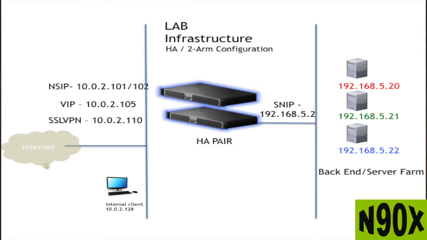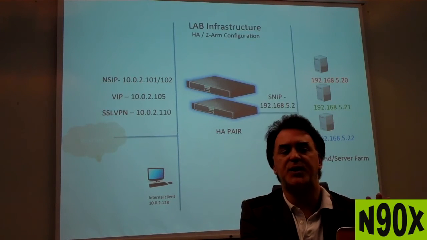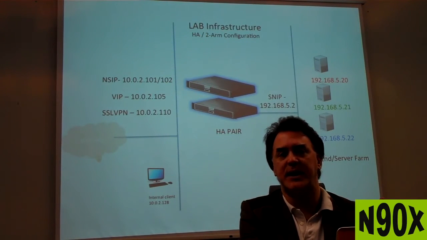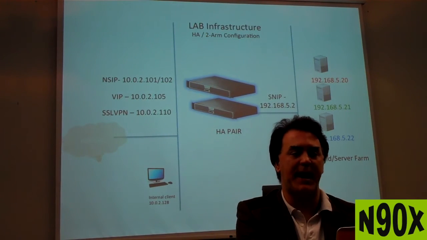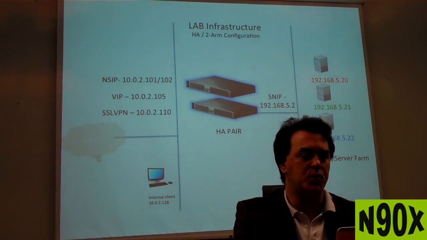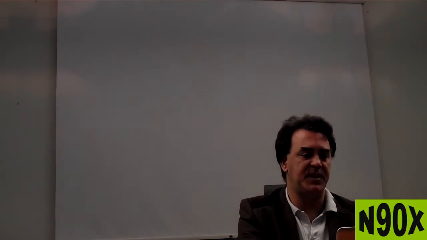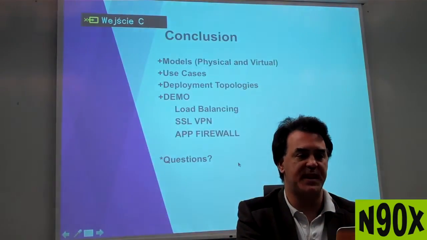And also the back end, the SNIP, is on a different subnet, so you can see it's completely isolated. It's on a 192.168.5.2 subnet. I've got three servers, red, green, and blue, and they're at 192.168.5.20, .21 and .22. That's my back end. I do have an internal client that's on this network. It's a Windows machine. It's at 10.0.2.128. We may or may not need to use it, but I just want to let you know it's there.